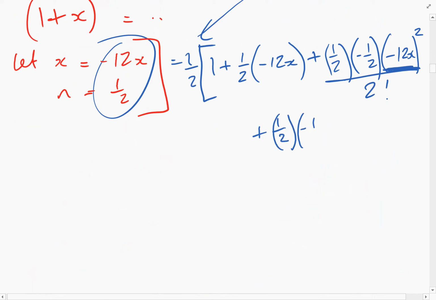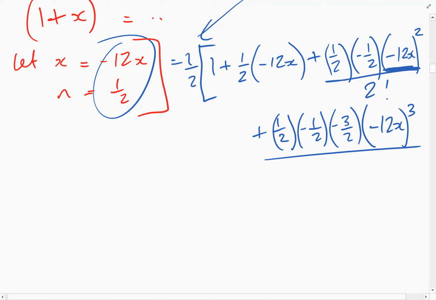Half minus 1 is minus a half. And then minus another 1 from that. It's going to be minus 3 over 2, or minus 1.5. And then we've got minus 12x all cubed. Keep it in a bracket, all over 3 factorial. Okay, so we're going to work out everything inside that square bracket and multiply it by a half.